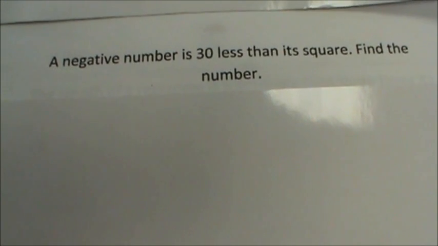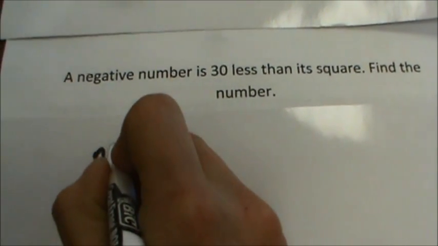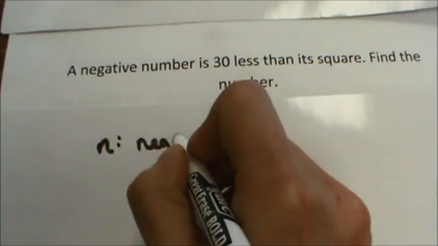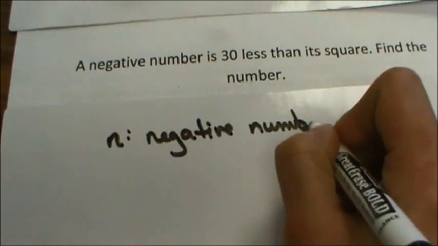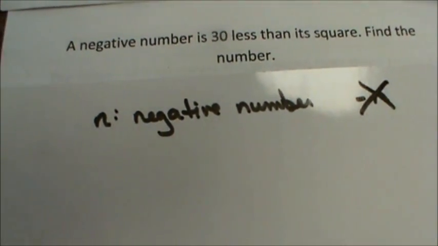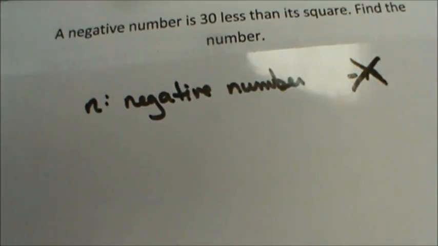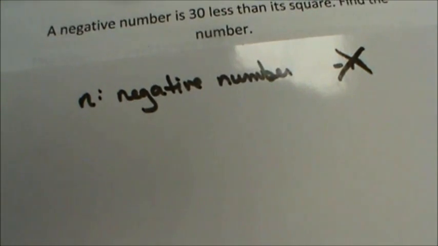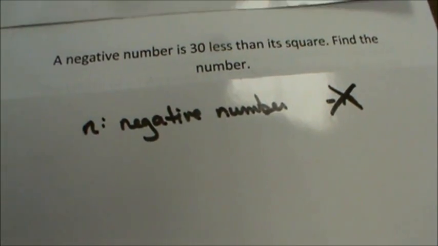A negative number is 30 less than its square. I'm going to choose n to represent my negative number. I am not going to use negative n as my variable. It's just going to be n. When I solve whatever equation I set up for n, I would hope to get a negative number as a result. So I just can use n to represent that negative number.